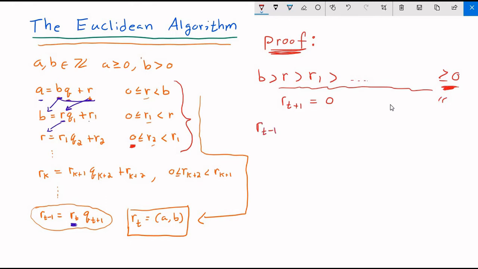That means that r sub t minus 1, if we think about the general form of the relationship between these different remainders here, this tells us that r sub t minus 1 is equal to r sub t multiplied by q sub t plus 1 plus r sub t plus 1. Well, we said that r sub t plus 1 is equal to 0, so this is just equal to r t multiplied by q t plus 1.